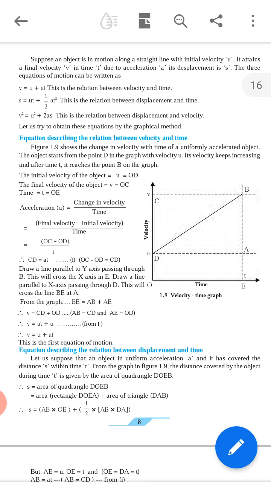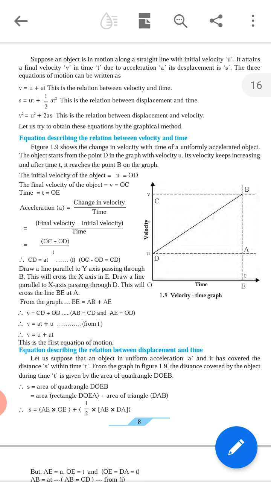Therefore write OC minus OD is equal to CD upon t, which is equal to a. So a is equal to CD upon t. After cross multiplication, CD is equal to at.